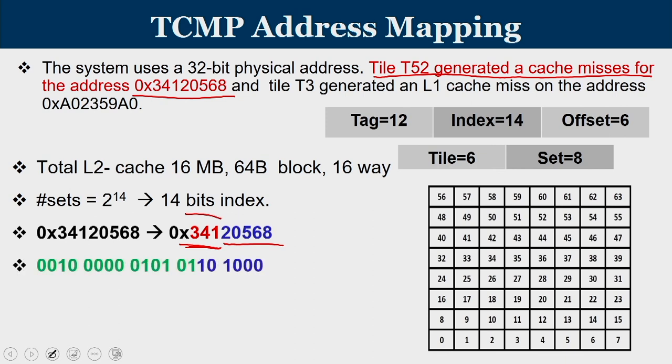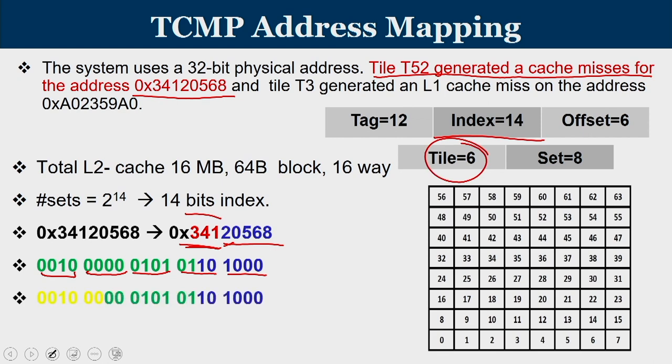Let me expand what is written in this blue color, 20568. So hexadecimal 20010, this is 0, this is 5, this is 6, and this is 8. So the green portion indicates a set number. Now in the set index number, take the first 6 bits. So the first 6 bits is 001000, and this is the set number within that tile.